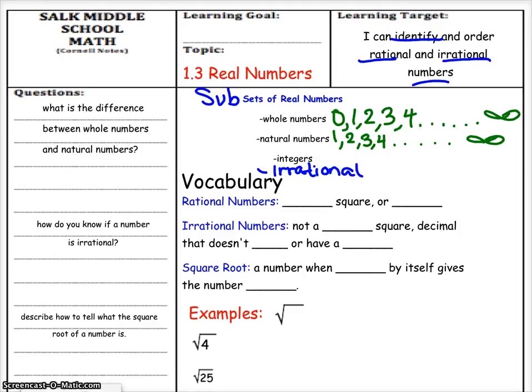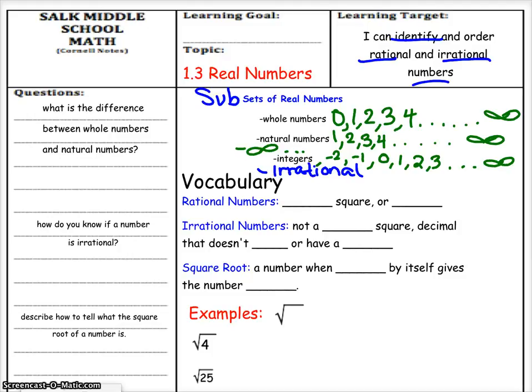Integers. The technical definition of integers is whole numbers and their opposites. Okay, so whole numbers are 0, 1, 2, 3 to positive infinity, and their opposites, negative 1, negative 2, to negative infinity. So that's integers. Integers, the technical definition is whole numbers and their opposites.